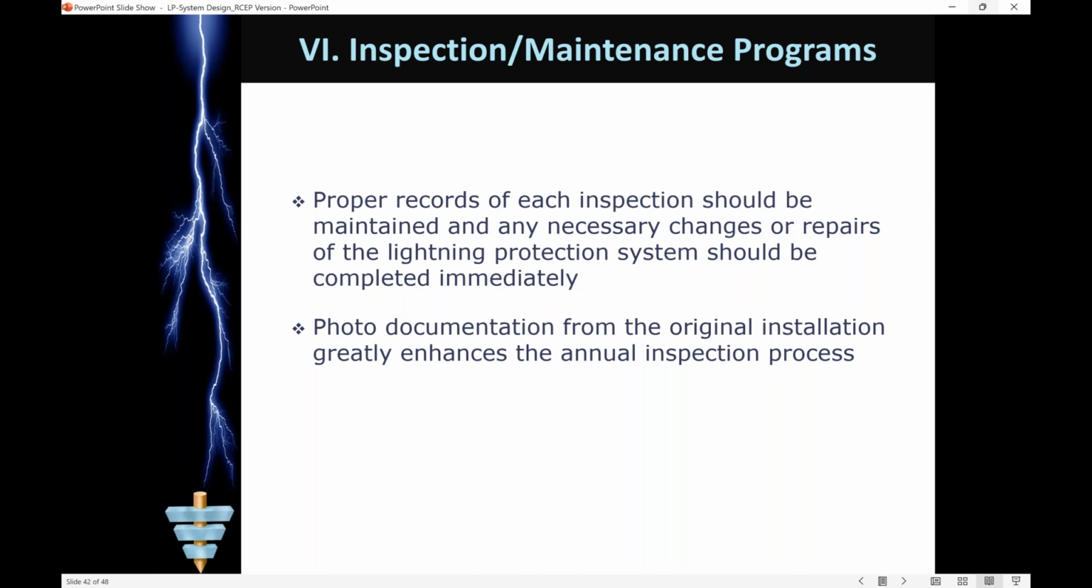So when these systems are first installed, it's highly recommended, and we somewhat help with this process with our installing partners, to make sure there's photo documentation from the original installation. This makes it much easier to do the inspection process, and you can do it much quicker. The goal behind all this is to make sure that the system's valid, that if it does take a strike, it's going to work properly, and we're not going to have any issues.